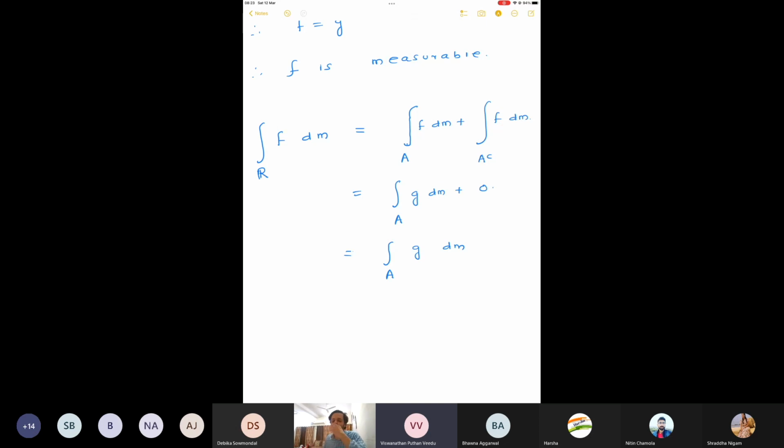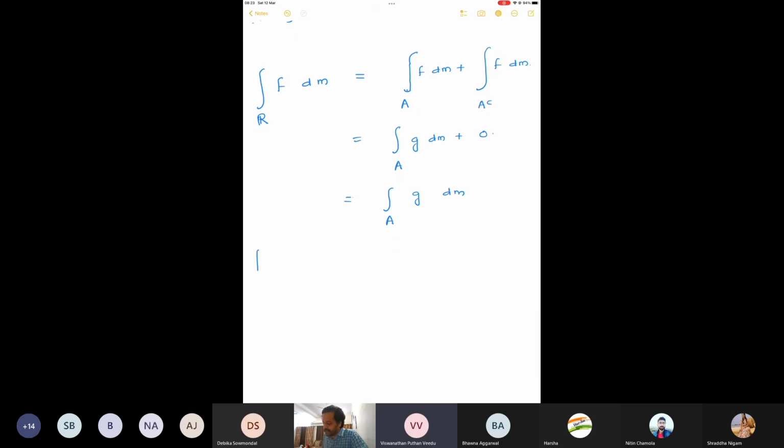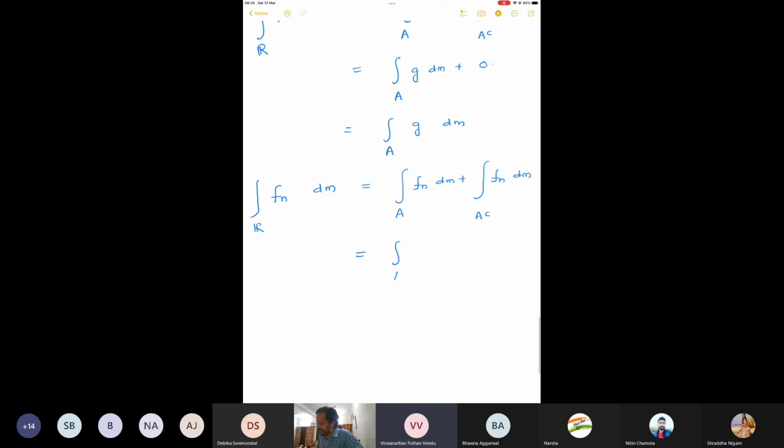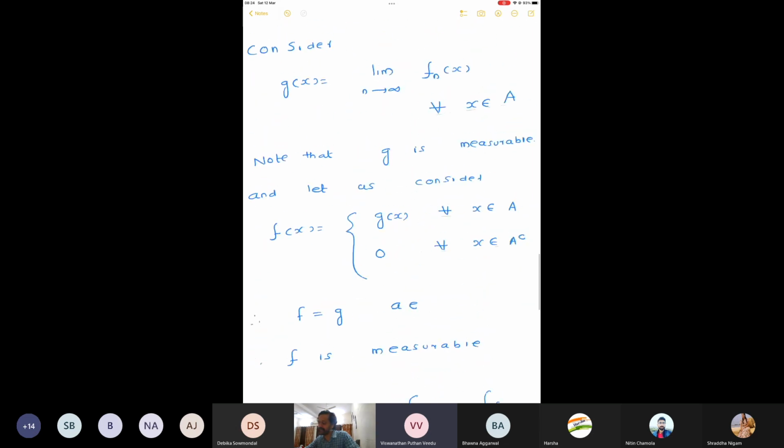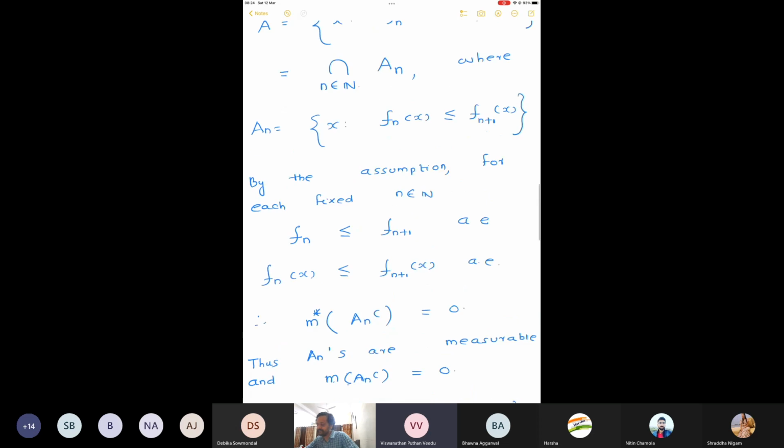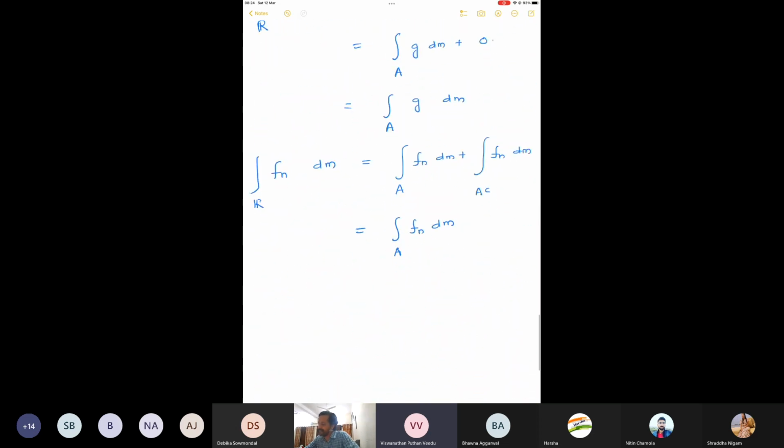Now, what is the integral of fn dm over R? It is equal to the integral over A of fn dm plus the integral over A complement of fn dm. I am reducing the problem to A because on A everything works everywhere, not almost everywhere. Why, on A complement, will the integral of fn dm be 0? What I am saying is, it is plus 0. This will be 0. And therefore it is equal to the integral over A of fn dm.